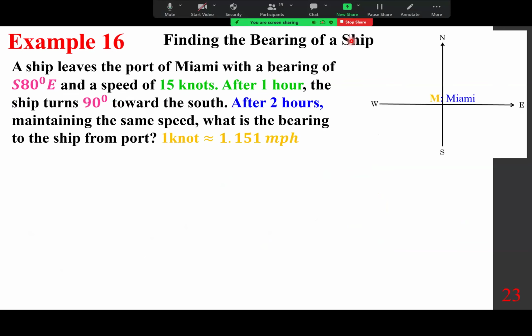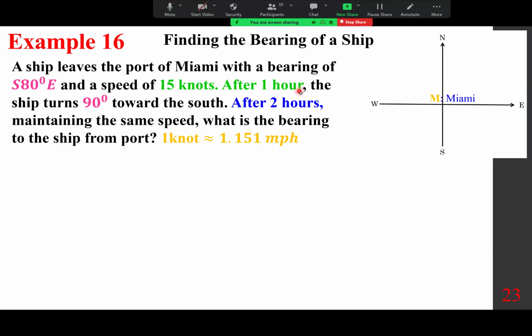Finding the bearing of a ship. A ship leaves the port of Miami with a bearing of south 80 degrees east. So here's south. Make 80 degrees because it is on this side going that way. That's the idea. And a speed of 15 knots, 1 knot is about 1.51 miles per hour.